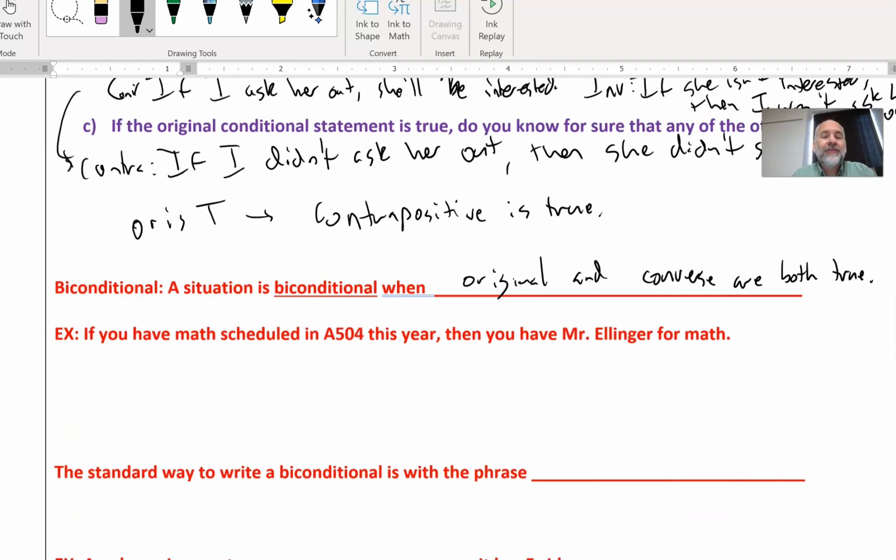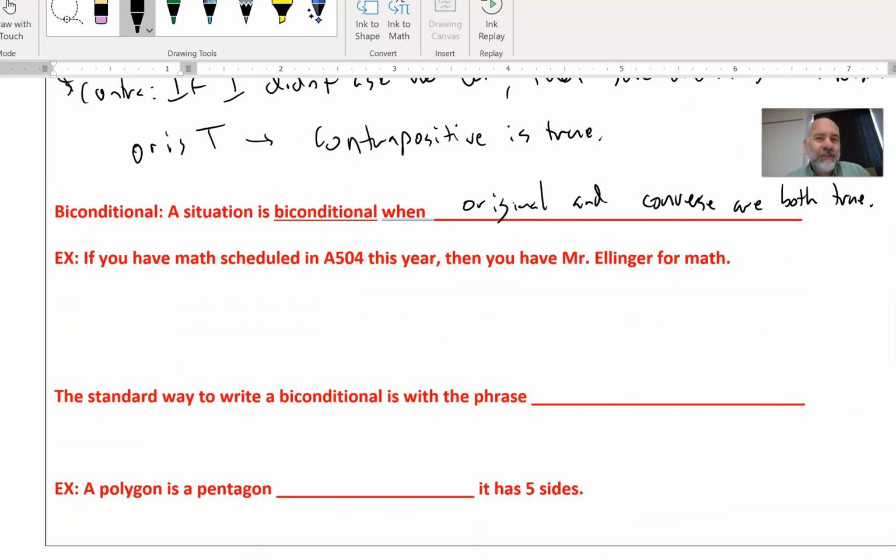Okay, biconditional then. A biconditional statement is one where the original and the converse are both true. So if you know both those things are true, the original and when you switch them, that is true, then that's called a biconditional statement. So example, if you have math scheduled in A504 this year, then you have Mr. Ellinger for math. And that's a true conditional statement in standard form, right? If you have a math class and it's in A504, it must be me because there's no other math teachers in here.